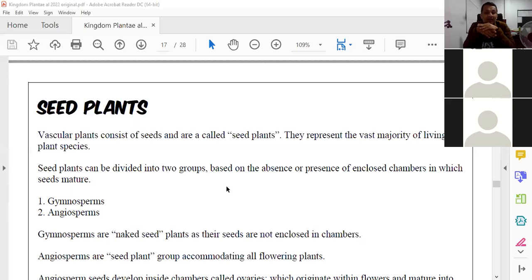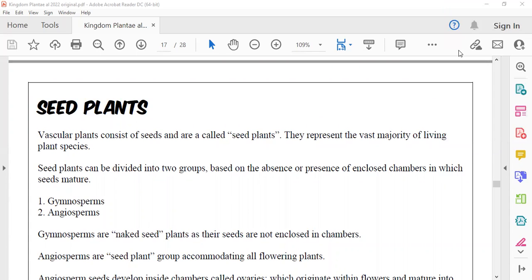So let's get into the portion. Seed plants. Why are they called seed plants? Because they contain seeds. They produce seeds as the dispersal unit of the species. Understood?